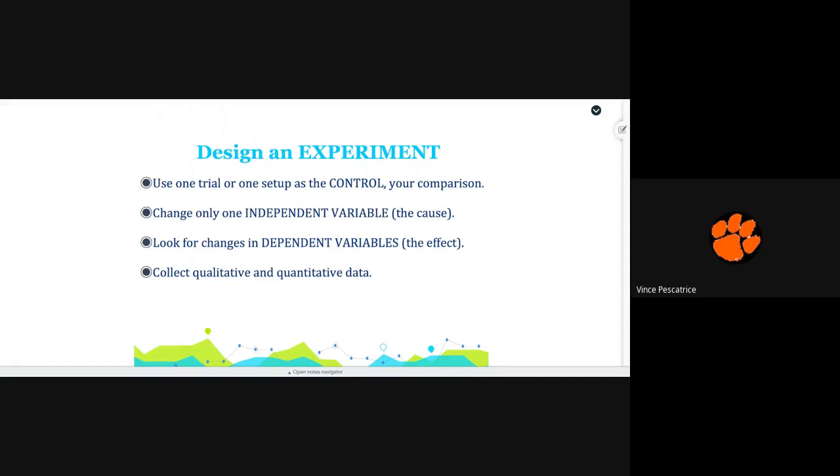The independent variable is the cause. So if something's independent, it doesn't need help. If you're independent, you don't need help buying groceries, you don't need help paying bills, you don't need help getting anywhere, you can do all that yourself. A dependent variable is something that depends on the independent variable to change. It won't change unless the independent variable changes first.